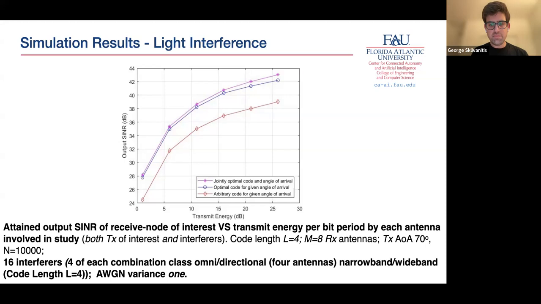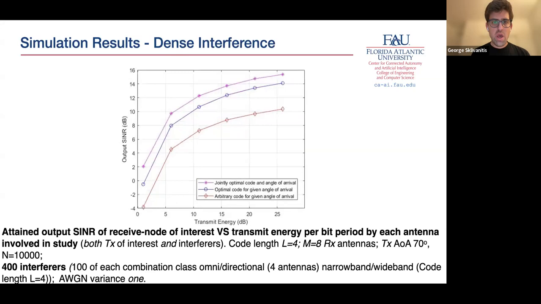The experiment considers that we have codes of length 4. We have 8 antennas at our receiver, and the angle of arrival is at 70 degrees. We have 16 interferers, which is a combination of omnidirectional and directional interferers that are using the same code length. So they actually have the same bandwidth as us.